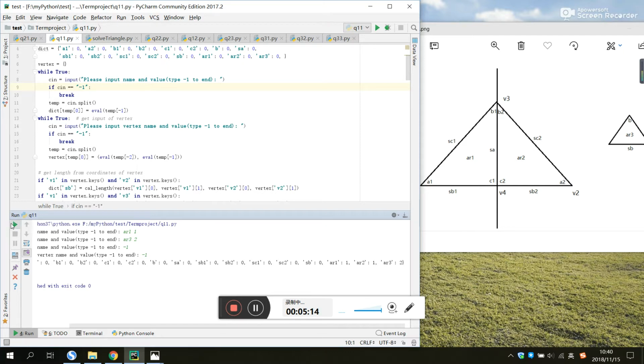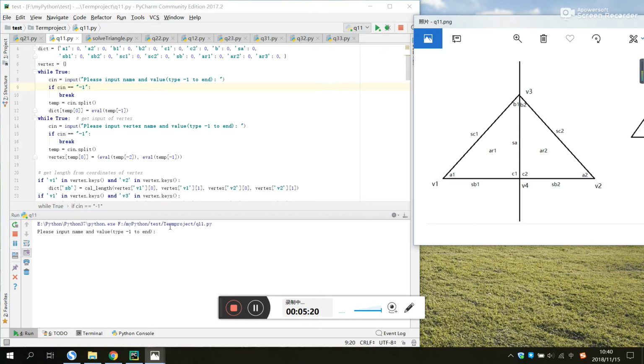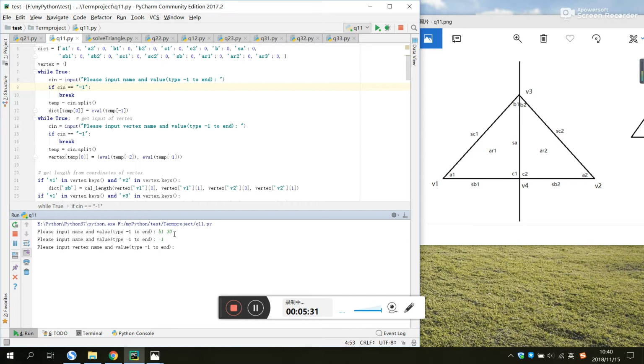Next, I'm going to show the coordinates. Suppose we know, we also have to know B1. Then we begin to type in vertex V1, 1, 0, V2, 3, 0, V3, 2, 1.7662.